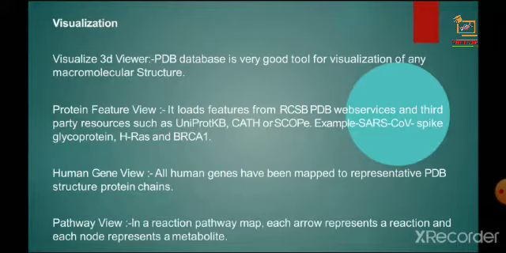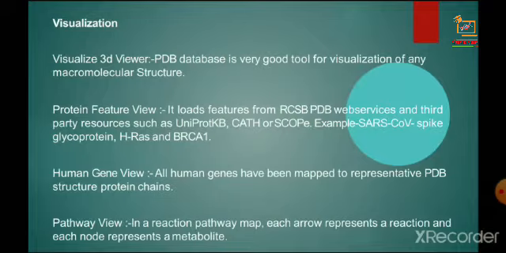Visualization. Visualize in the 3D viewer. The PDB database is a very good tool for visualization of any macromolecular structure. Next is the protein feature view. It loads features from the RCSB PDB web service and third-party resources such as UniProt KB, CATH or SCOPE. For example, SARS coronavirus spike glycoprotein, HRAS and BRCA1.